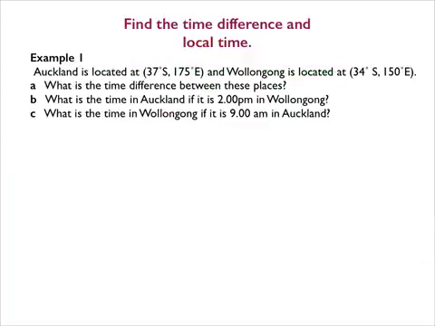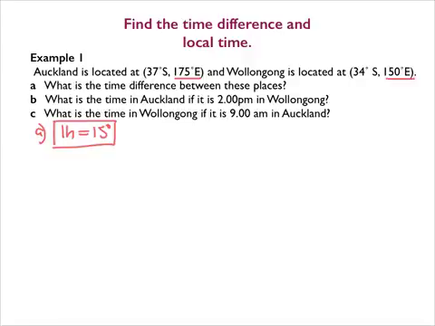Finding the time difference and local time. Auckland is located at 37 degrees south, 175 degrees east, and Wollongong is located at 35 degrees south and 150 degrees east. We're not going to worry about the time zones, we're just going to look at the time difference using the information that 1 hour equals 15 degrees. So, to calculate the difference, we need to find the angular distance between the longitudes, because that's what makes the difference in time. So, we have 175 degrees east for Auckland and 150 degrees east for Wollongong.